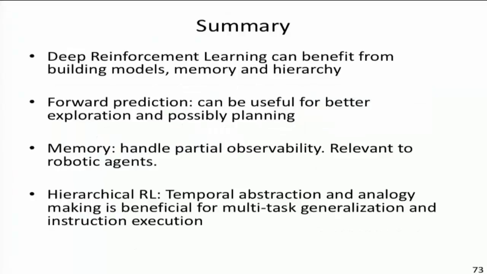So far, I talked about three pieces of work. One on how to make better future prediction and how that can be useful for reinforcement learning, and also how memory can be useful in very complex environments, especially with first-person view. And third, I talked about some ongoing work on how temporal abstraction and analogy making can be useful for an agent that is trying to execute an instruction sequence and also trying to solve multitask generalization problems.